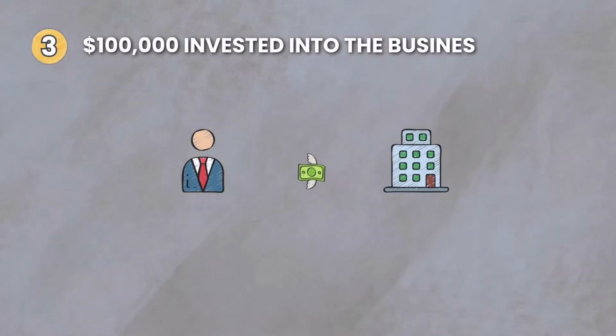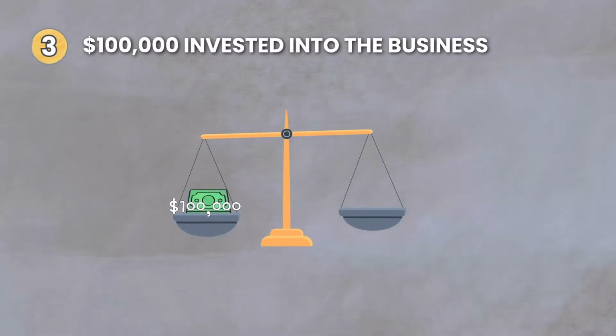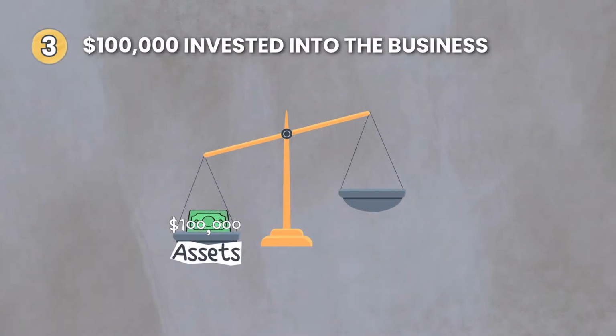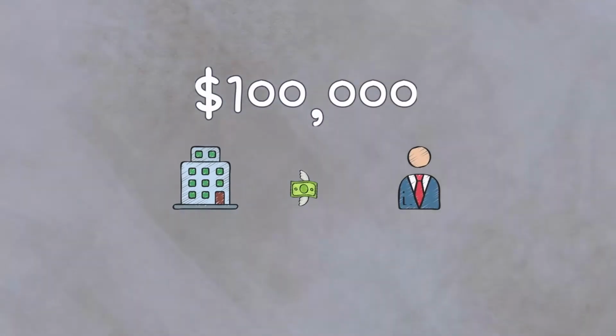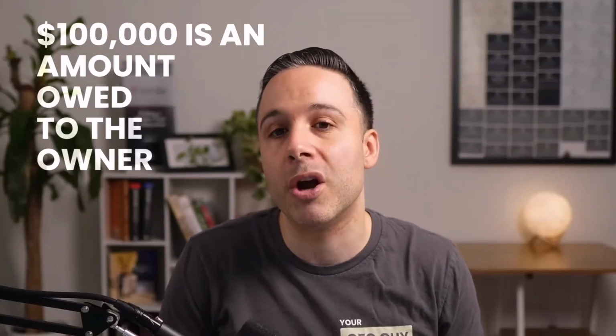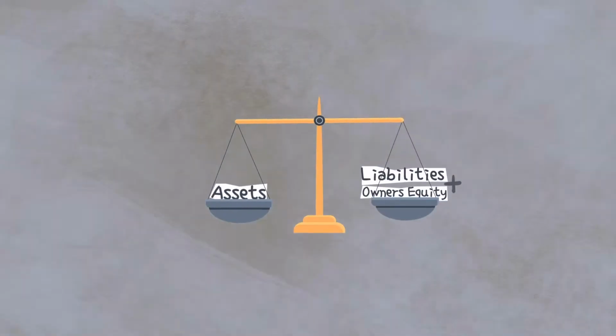Let's go through one last example. Maybe you invested $100,000 into a business. Well, from the business's perspective, there's now $100,000 in cash, which is an asset. But now the business owes $100,000 to the owners of the business. If the business liquidates tomorrow, it's going to pay back that $100,000 to the owners. And because this $100,000 is an amount owed to the owner, it's an owner's equity account. Assets go up by $100,000, liabilities are unaffected, owner's equity goes up by $100,000. Once again, assets equals liabilities plus owner's equity.